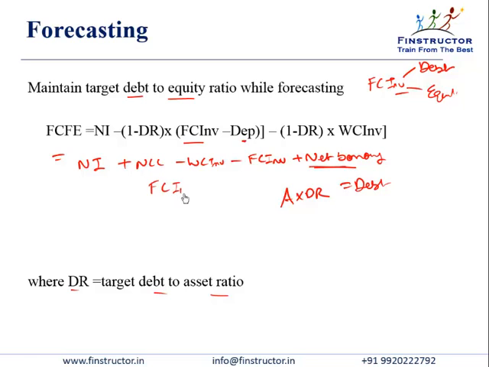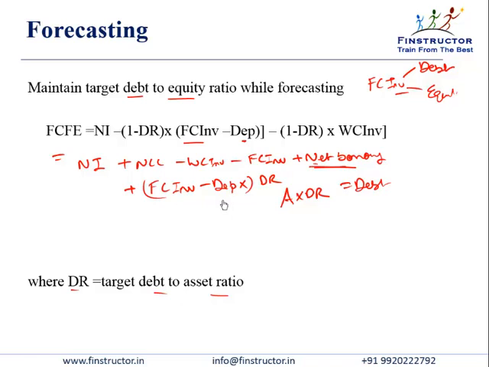So the additional debt that needs to be taken or that needs to be added would be FC minus depreciation into the debt ratio, because at any point in time all the new assets can't be funded by equity. Some loan has to be taken. If DR is the debt to assets ratio, then this much additional borrowing must happen because this is the increase in assets.